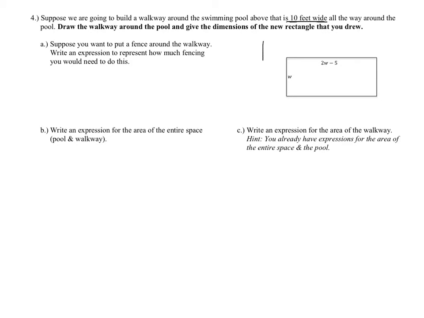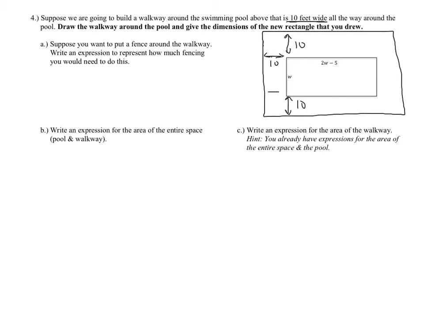So I'm going to pretend like this is my walkway, and all the way across here is 10 feet. So that means from here to here is 10. And from here to here is also 10 feet. And that's true all the way around. From here to here is 10, and from here to here is also 10. From here to here is 10. Whoops, that's a 10. From here to here is 10, and from here to here is 10.